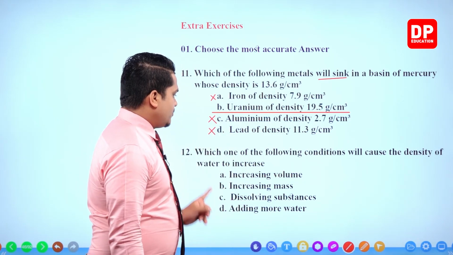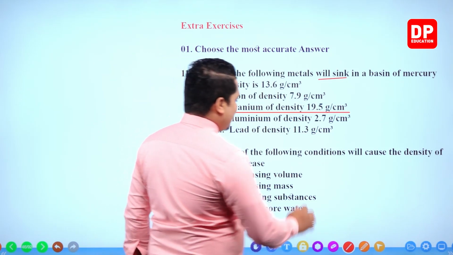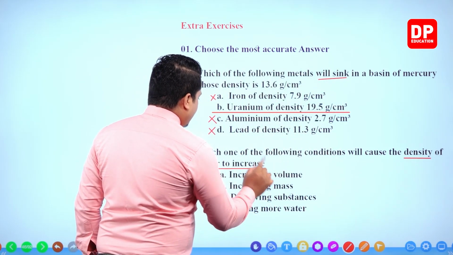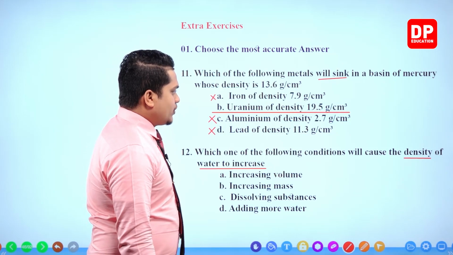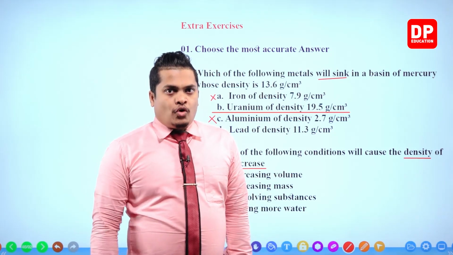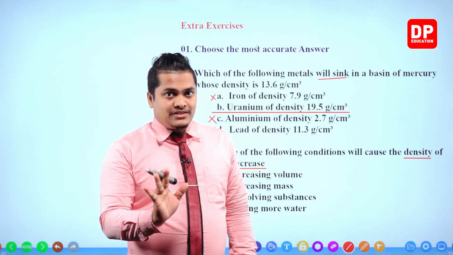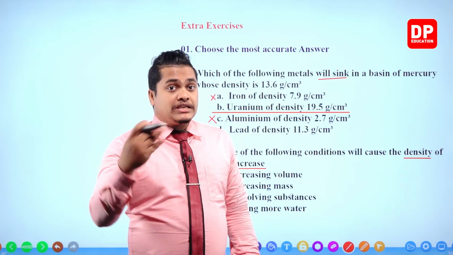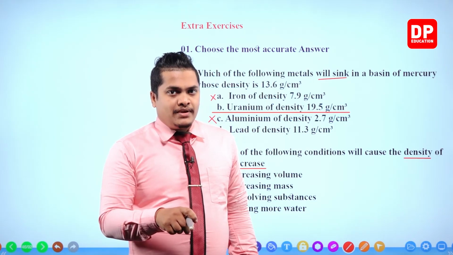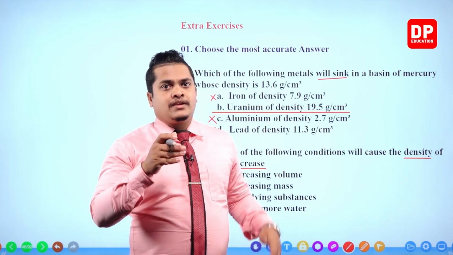Right then. So the next question. Which one of the following conditions will cause the density of water to increase? In order to increase density, you have to decrease the volume, not increase it. I told you that density and volume have an inverse relationship. So if you increase the volume, the density would decrease.